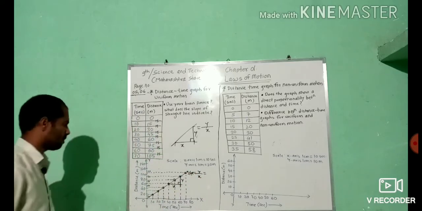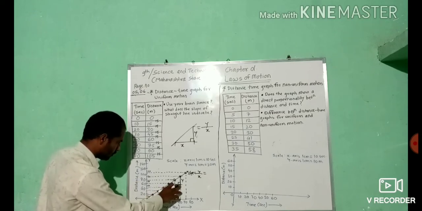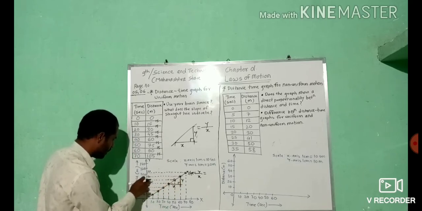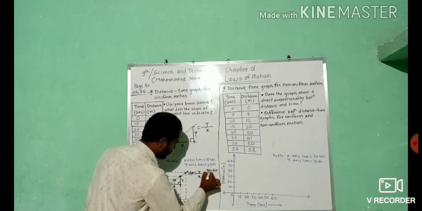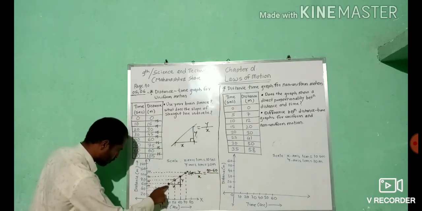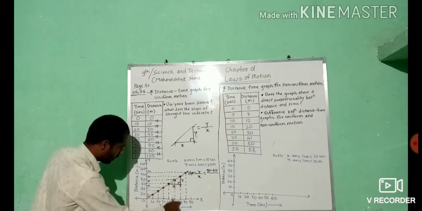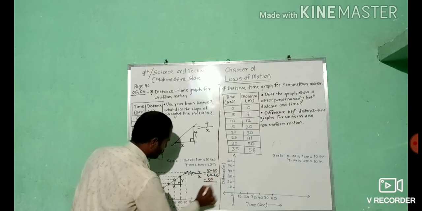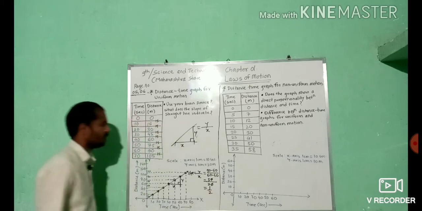Slope is equal to y divided by x. So how can you find out the y values? For this node the value is 60 and for this node the value is 90. So 90 minus 60, divided by the difference of the x values: the value of this node is 40, and the value of this point is 60. So 60 minus 40. You will get the value of 3 by 2.